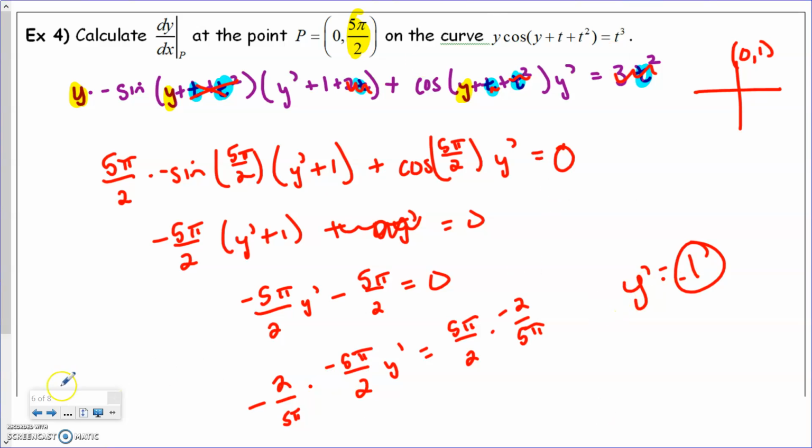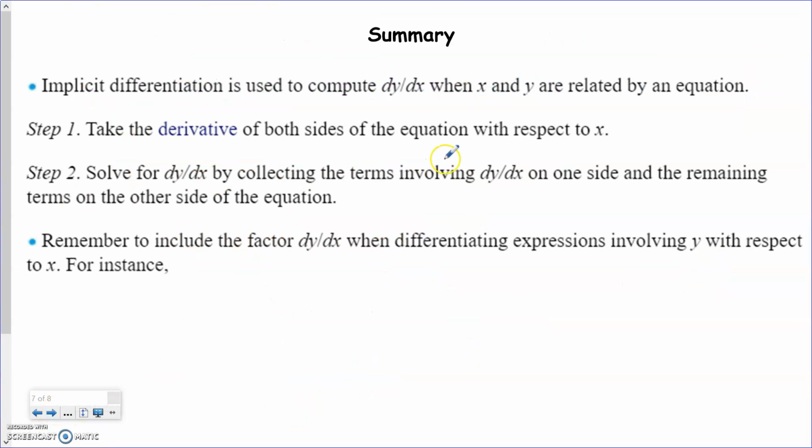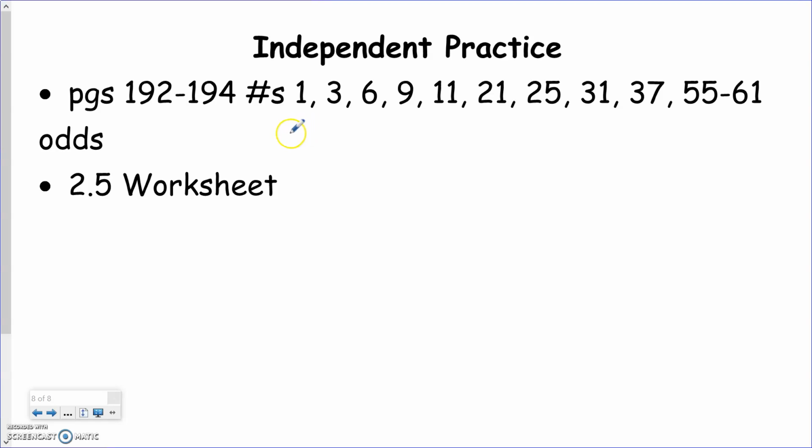Okay, like I said, that one's a monster of a problem. Be really careful with your chain rules. Okay, summary here. Take the derivative of every term and then go from there. And then I did alter this a little bit. I took number 46 out.